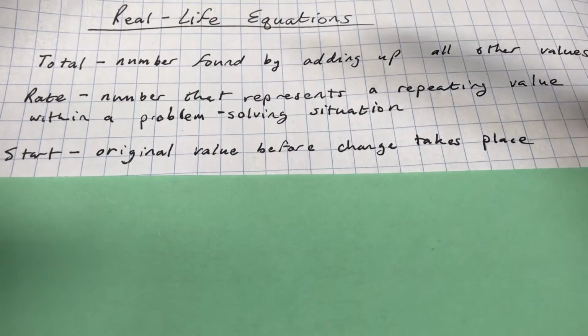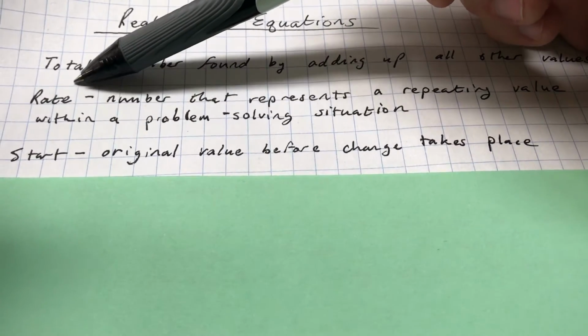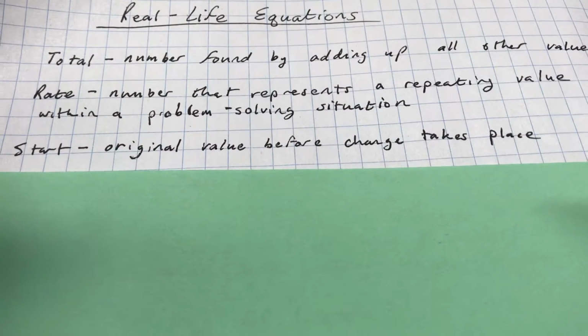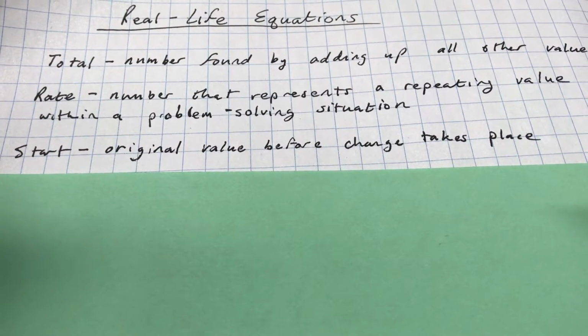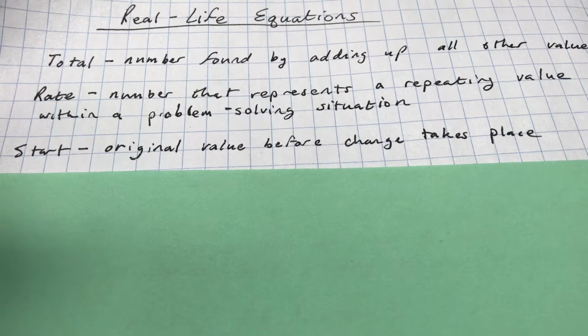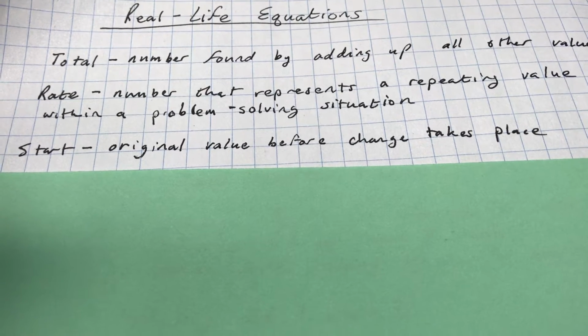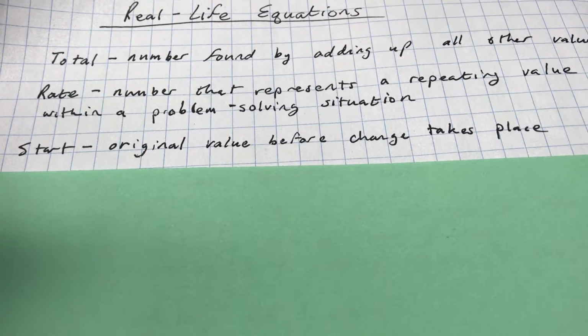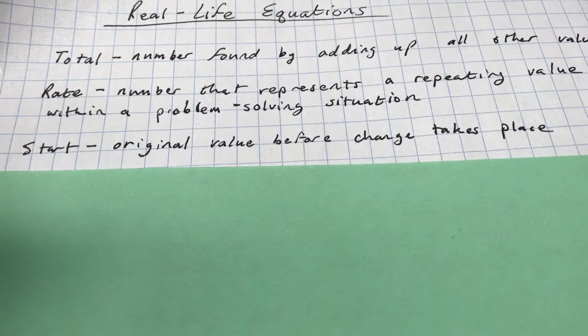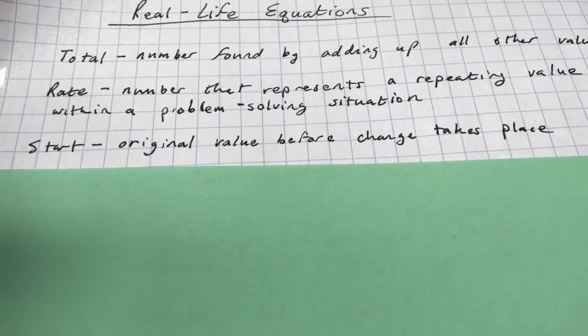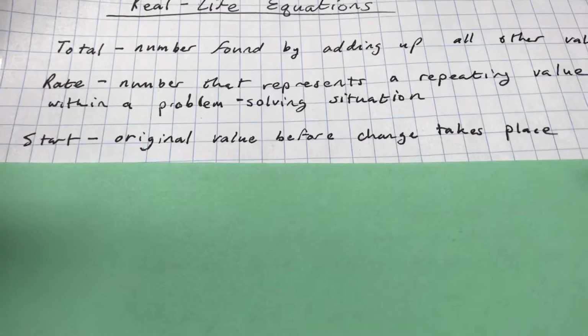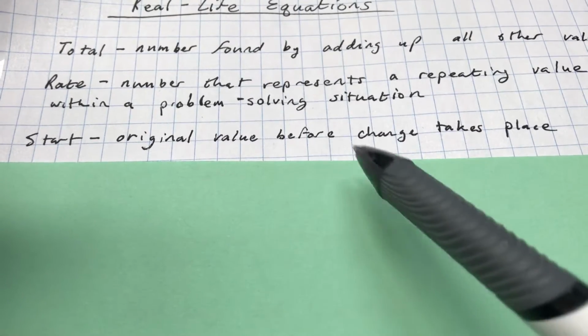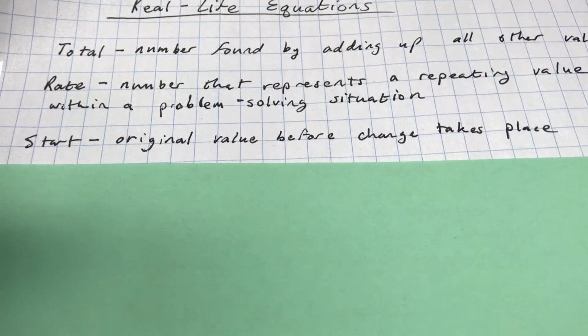Now there's something in algebra often called a rate. And a formal definition for that would be the number that represents a repeating value within a problem-solving situation. So a lot of times in these real-life situations, we're going to have rates. And then lastly, we'll have the start. It's an original value before change takes place.